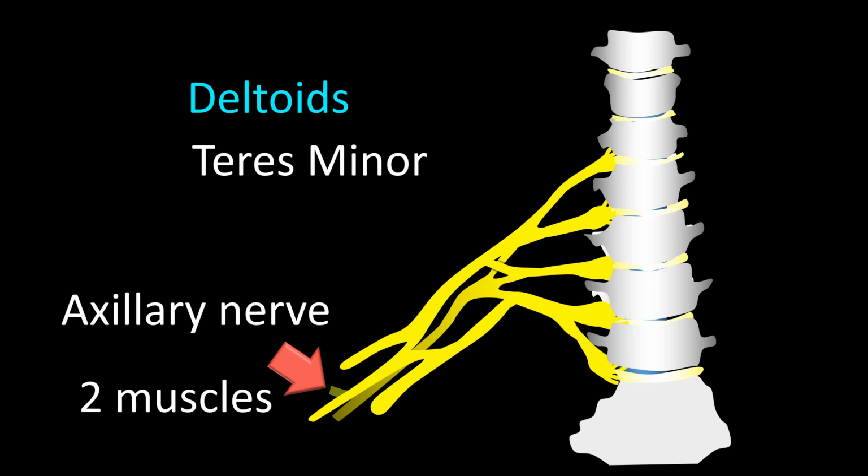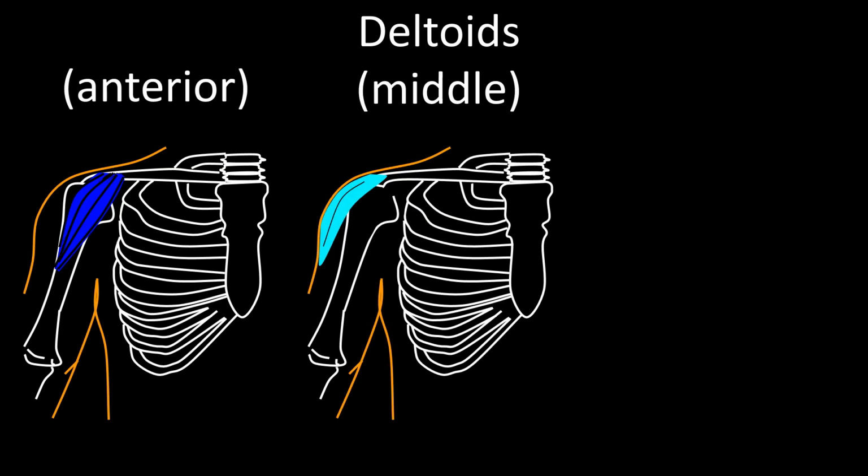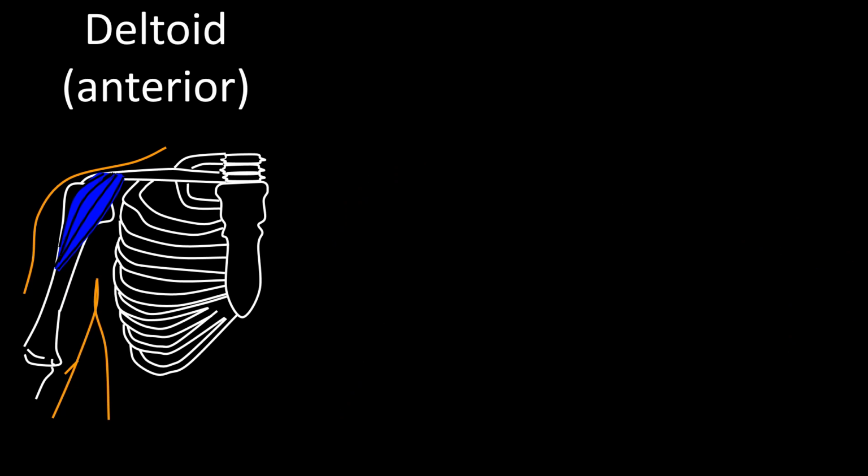Let's first talk about the deltoids. Notice that deltoids has an S at the end of the word. I guess the reason for this S is that there are 3 deltoids: the anterior deltoid, the middle deltoid, and the posterior deltoid. Each of these muscles has specific and different actions. The anterior deltoid is innervated by fibers arising from C5 and C6.